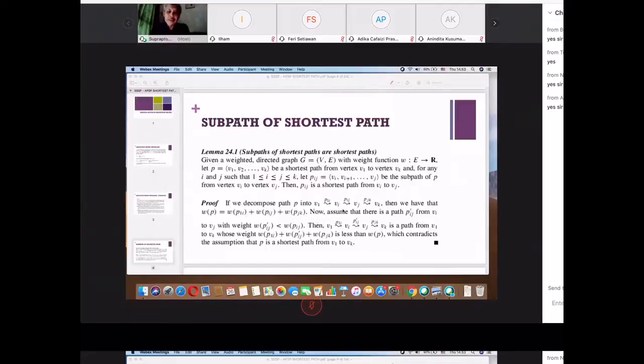Is it obvious? It's very clear that once we have the shortest path, then every subpath in that path must be shortest. Because, for example, when we have another shorter subpath, then p is no longer called the shortest path, right? This is the proof. This is the proof by contradiction.